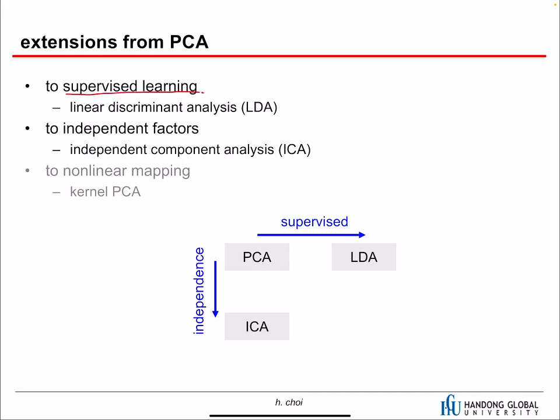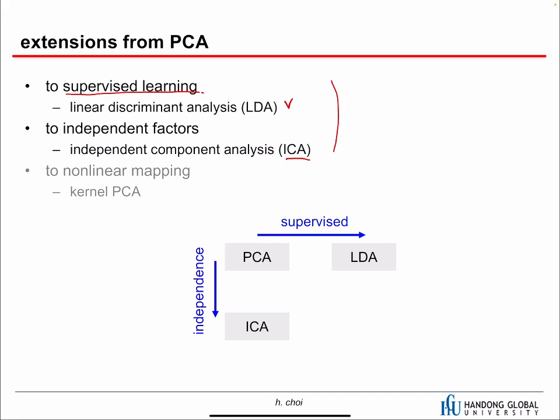Okay, first extension is about the supervised learning. In PCA, we didn't use any labels, but for projection, we can use labels at the same time. So we are going to talk about LDA, linear discriminant analysis. And then if we extend the PCA based on independent factors, which is more than just uncorrelatedness, then we can talk about ICA, independent component analysis.